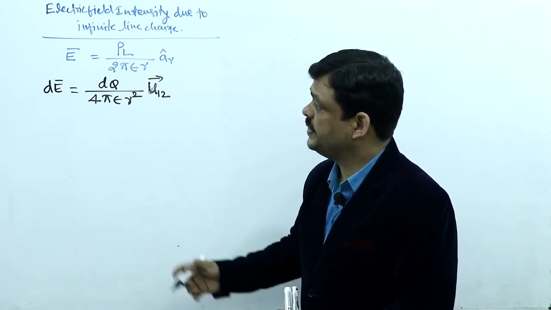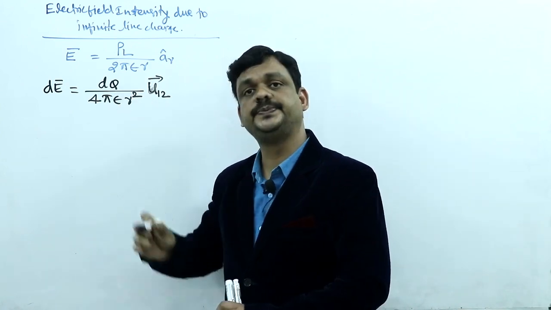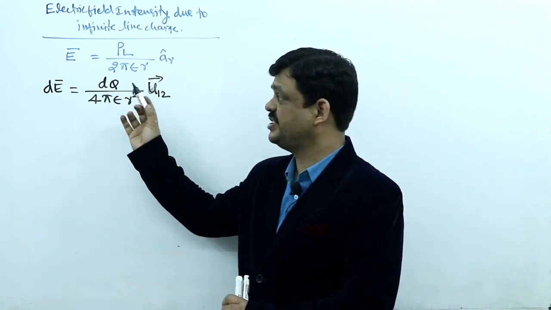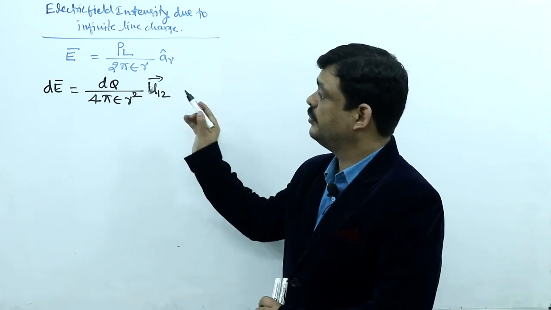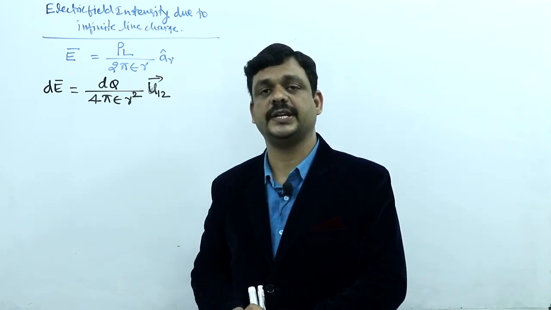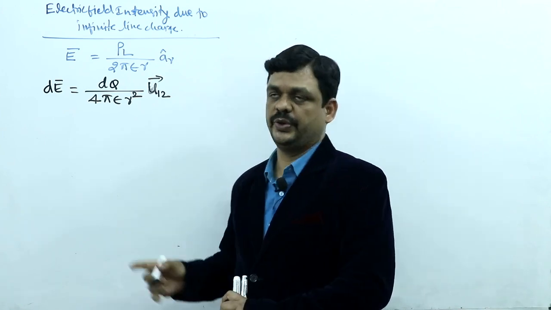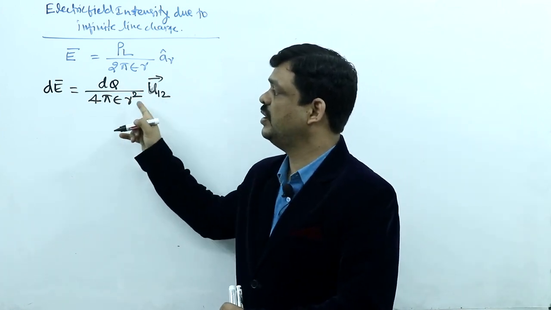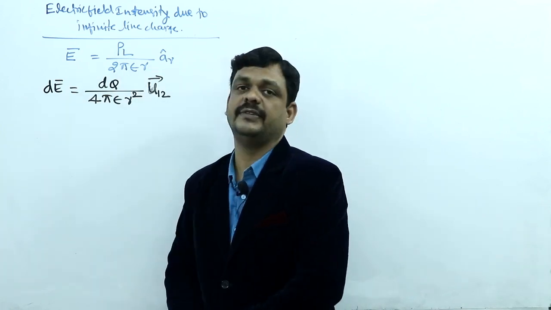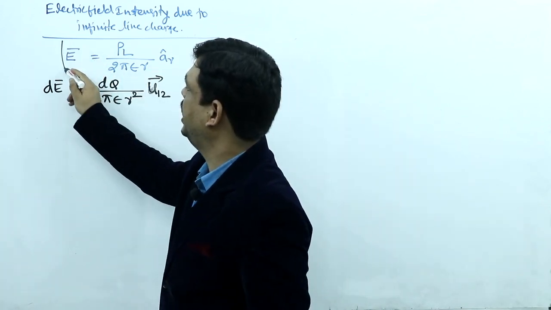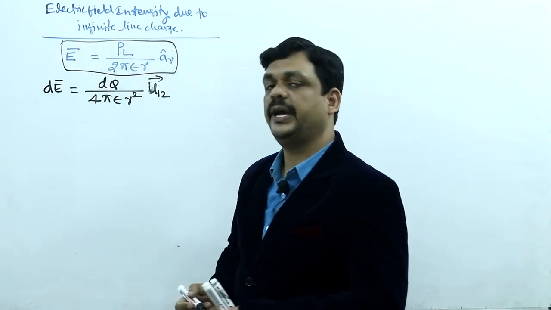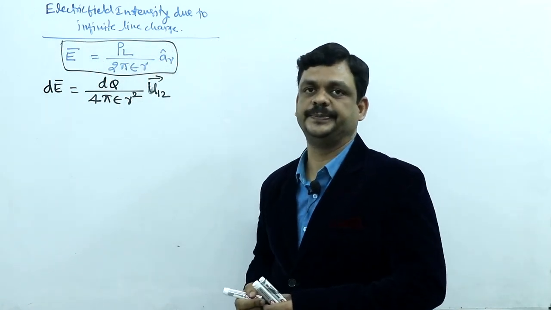Now in this equation, first of all we have to find dQ, the change in charge, and later we have to write the unit vector, that is U12, and later the distance. Then we substitute all these values in this equation, and we will get the electric field intensity due to infinite line charge as rho L by 2 pi epsilon r.